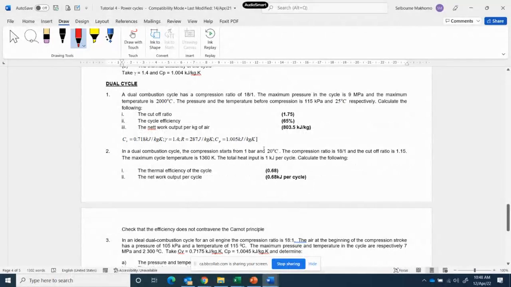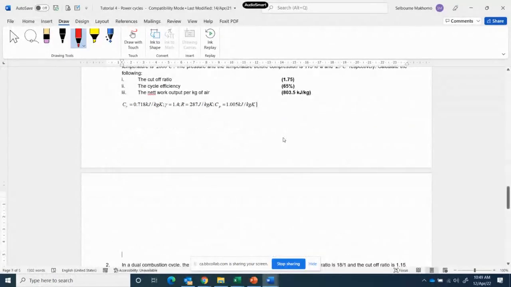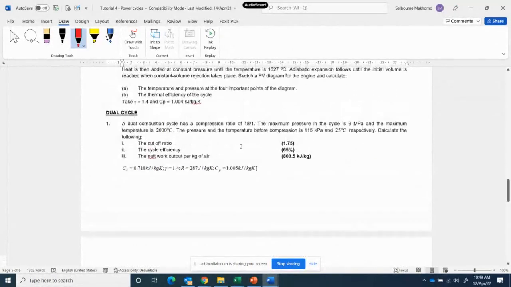Right. The next one is dual cycle. The next page.